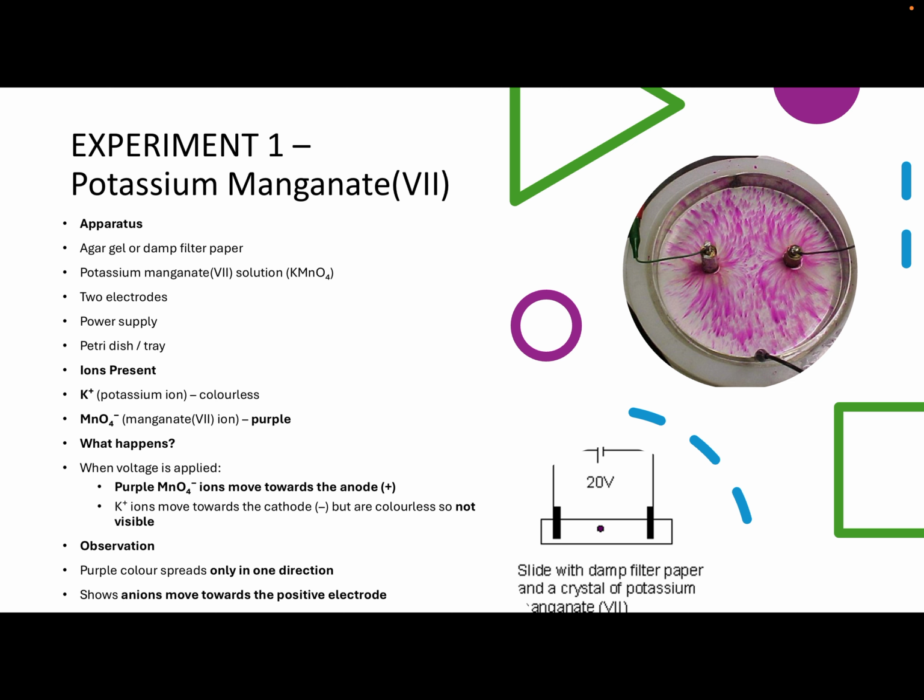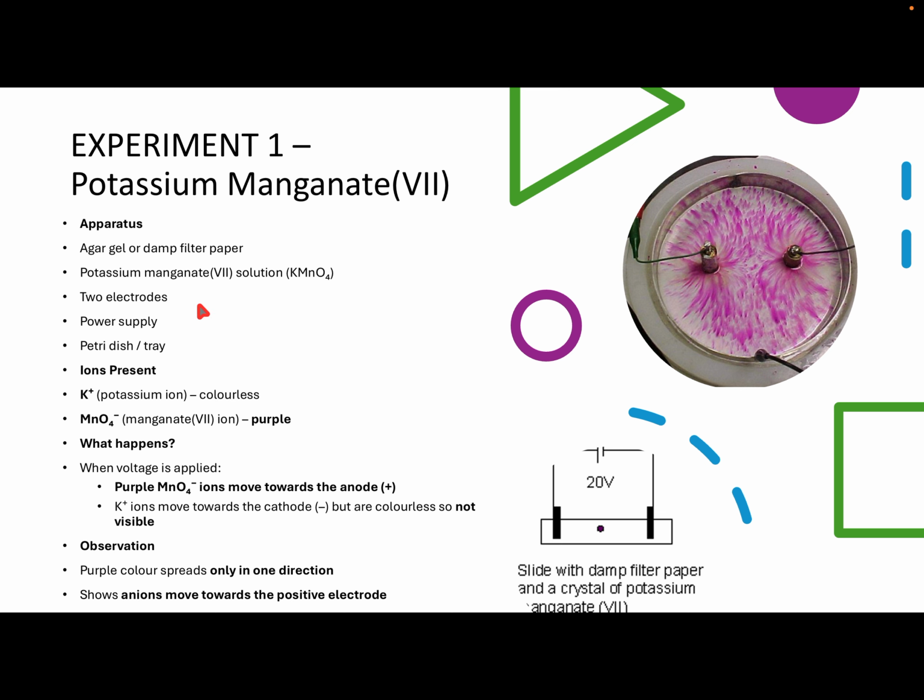Here is the experiment with potassium manganate. In this experiment, potassium manganate is placed in an agar gel on damp filter paper between the two electrodes. A power supply is connected to create an electric field. The agar gel helps to keep the solution still so the movement of ions can be clearly seen.